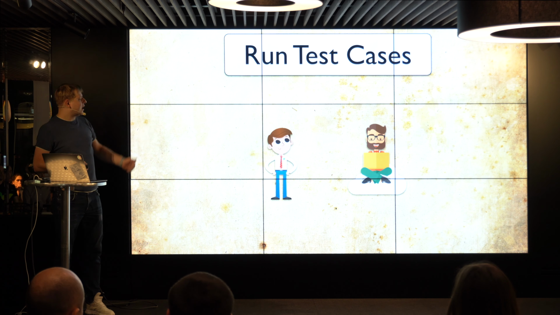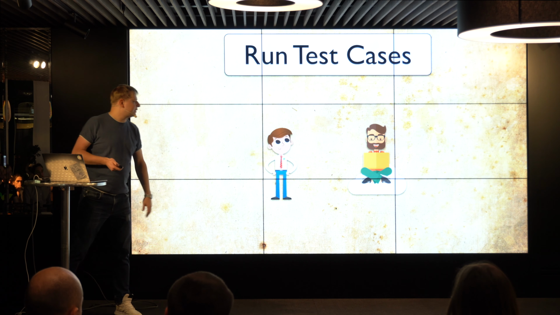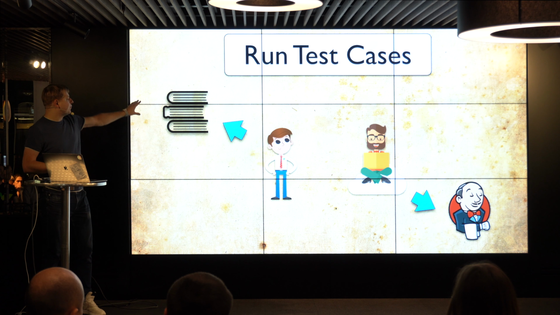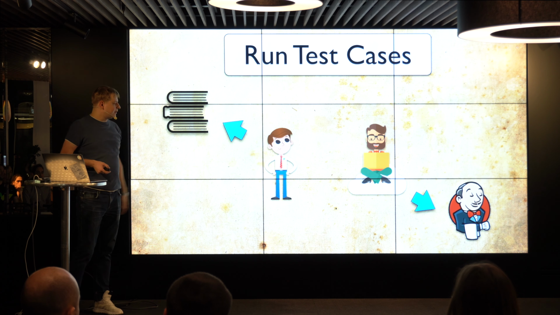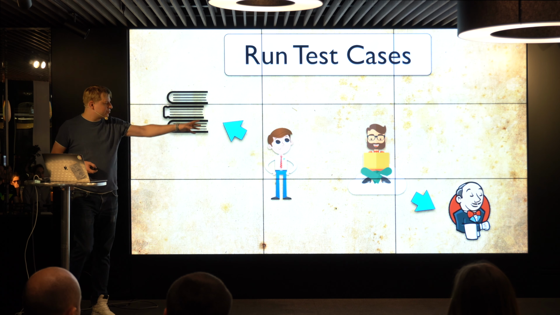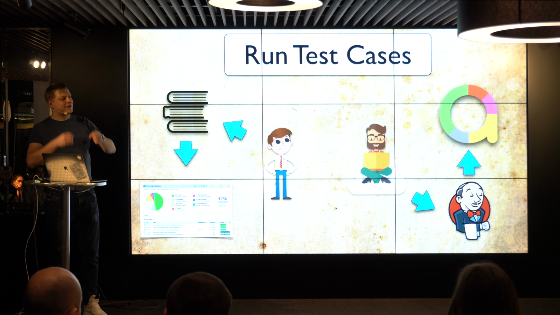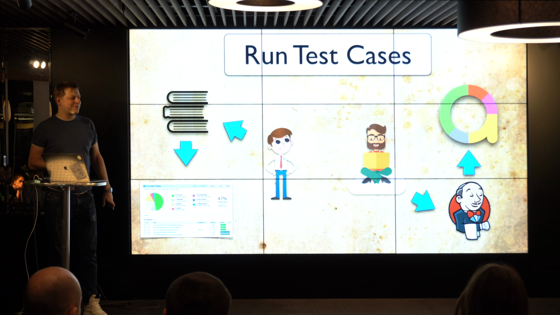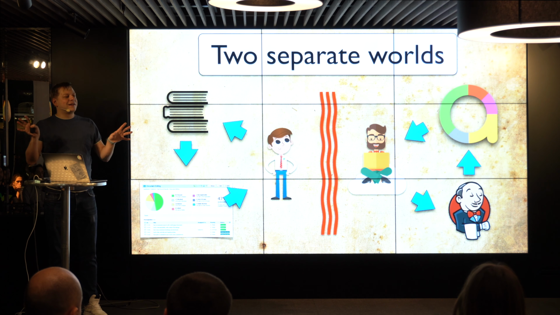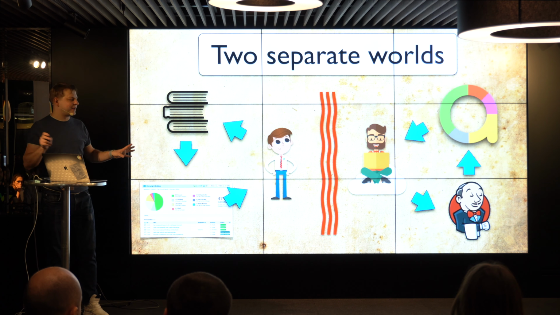The third flow is running test cases. How does it look? We have manual testers and QA test developers. The first goes to TestRail, and the second one goes to Jenkins. The first starts a TestRail run, and the second starts a Jenkins job and builds an Allure report. After that, they analyze test results separately.